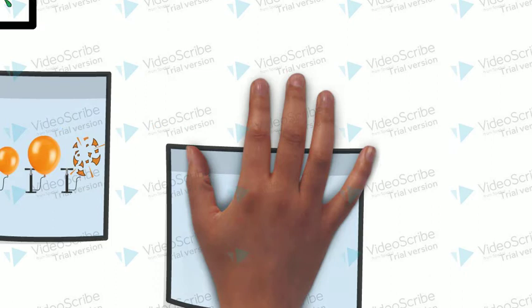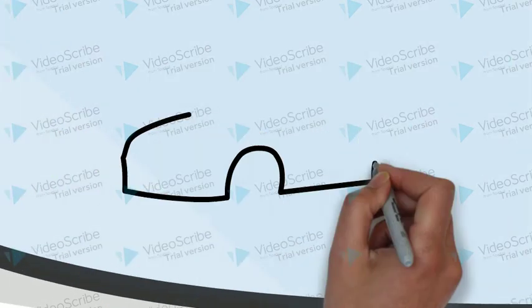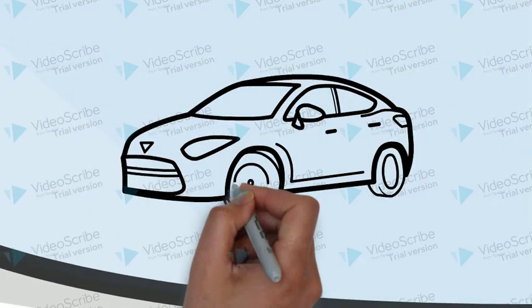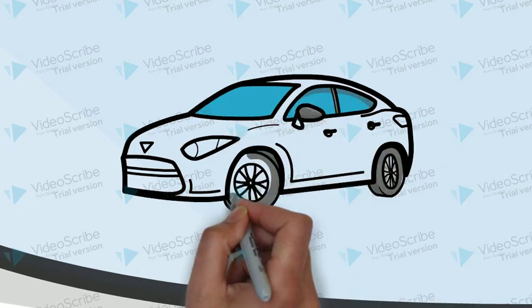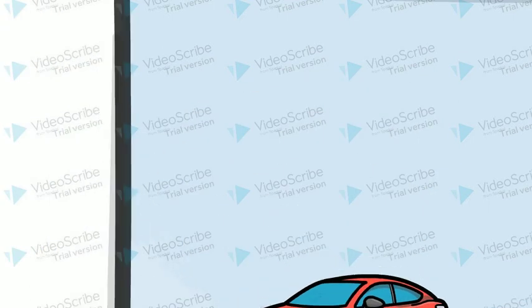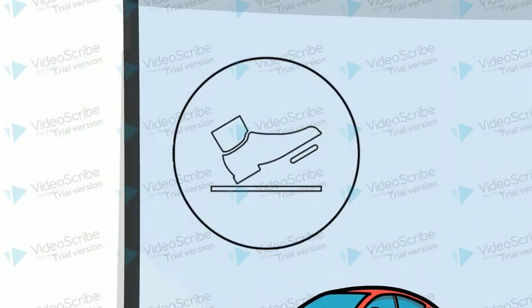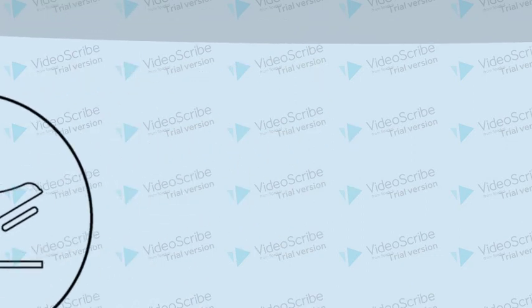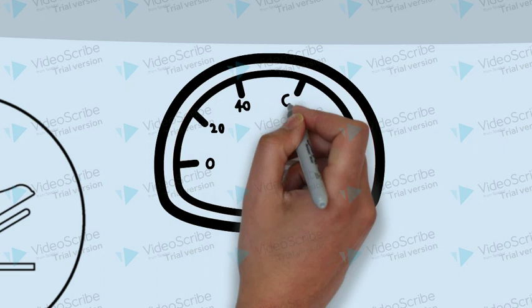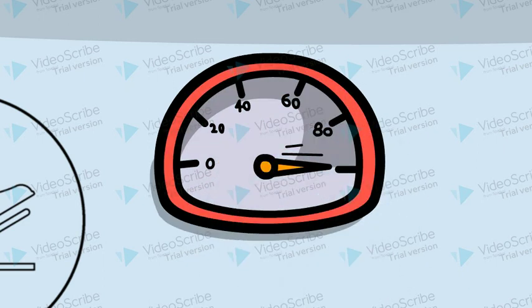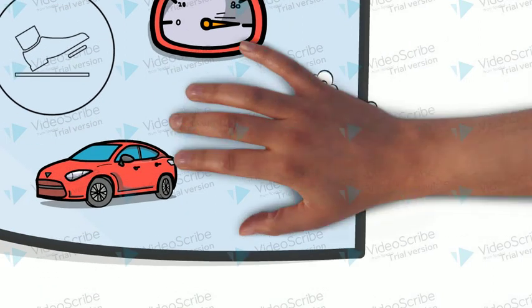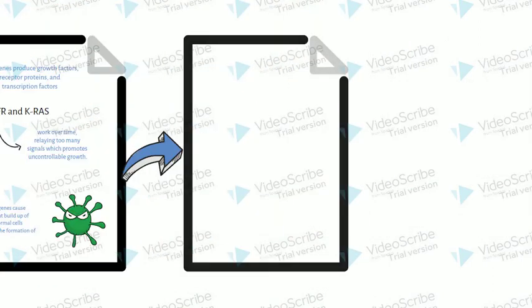Another way to think of this process can be done using a car. For a car to work properly, there needs to always be a way to control how fast it goes. A normal functioning proto-oncogene acts as the gas pedal and controls the speed of the car, increasing and slowing down when needed. Just like in a cell, the proto-oncogene helps the cell grow and divide. An oncogene could be compared to a gas pedal that is stuck down, which causes extreme acceleration with no control, just like when cells grow and divide uncontrollably.